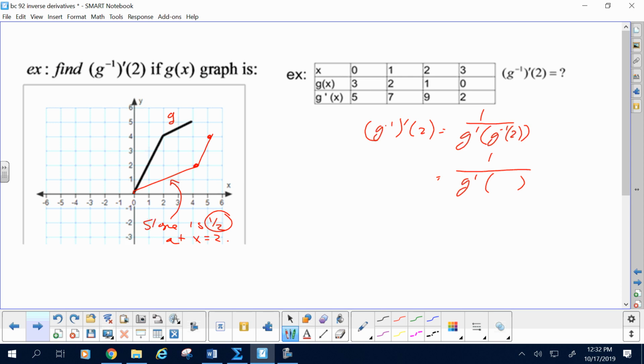Okay, so this time I am using the derivative idea, the analytical. I need to know the inverse of 2. So in the table, do I say x is 2 and look at the y, or do I look at the y's and find the x? I need to find where the y is 2 and say what's the x that made it. So g inverse of 2 is 1. All right, now I can go to the derivative row. The derivative at 1 is 7, so did you get 1/7 for an answer? Very cool.